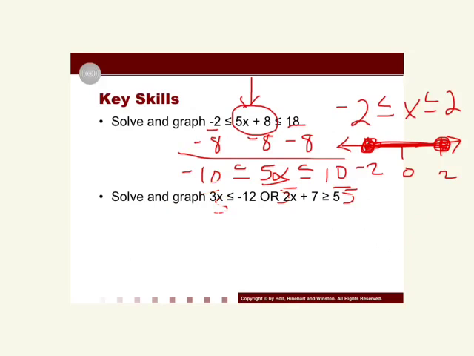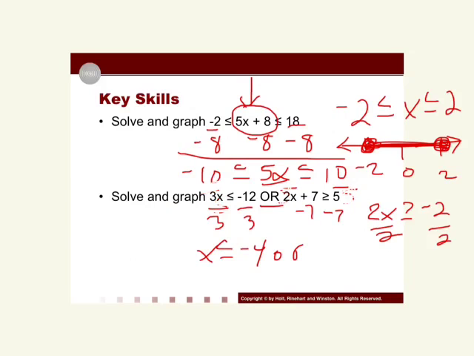We look at the second example here. This is an OR, so I'm going to divide by 3. I get x is less than or equal to a negative 4. Or subtract 7. 2x is greater than or equal to a negative 2. Divide by 2. And x is greater than or equal to a negative 1.